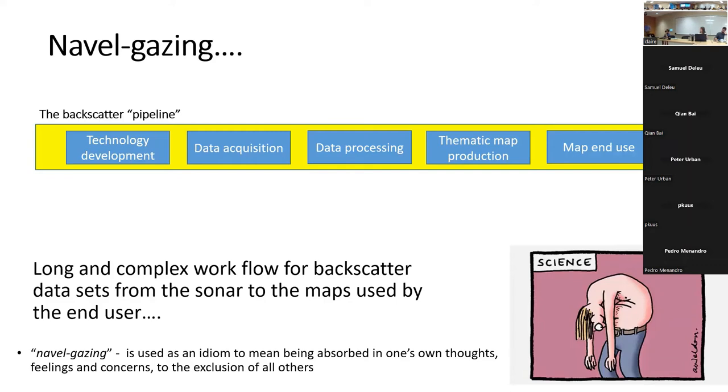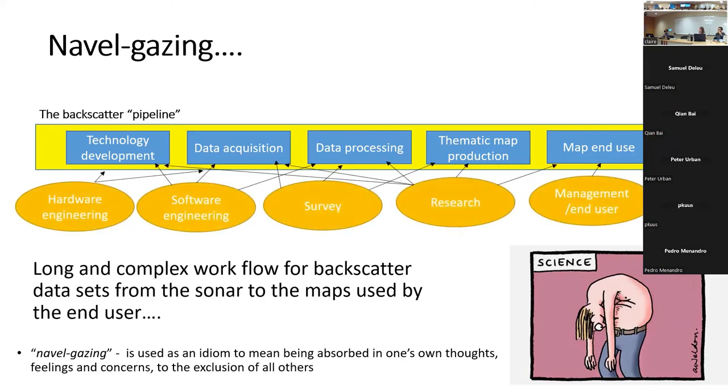We all work at certain points in this pipeline. My background is in benthic ecology. I'm very interested in understanding benthic ecosystems. So, you know, I'm very much focused in research elements up here. And I guess I started an interest in seafloor mapping technology 20 plus years ago in the late 1990s, before we really had easy access to multibeam Backscatter.